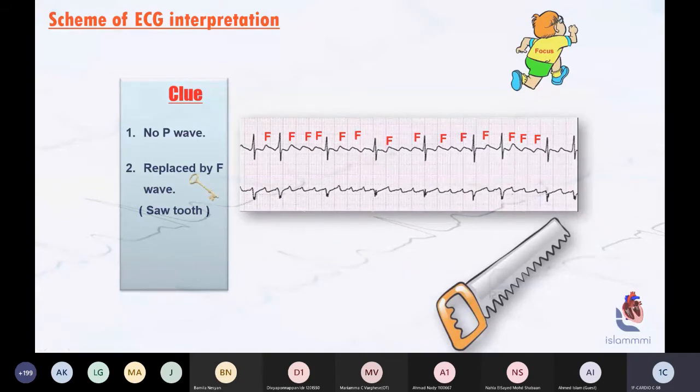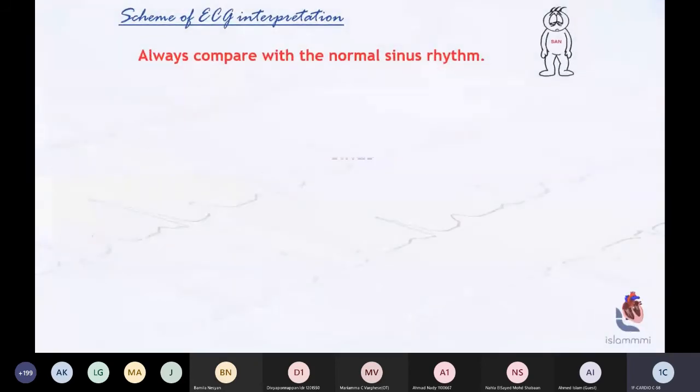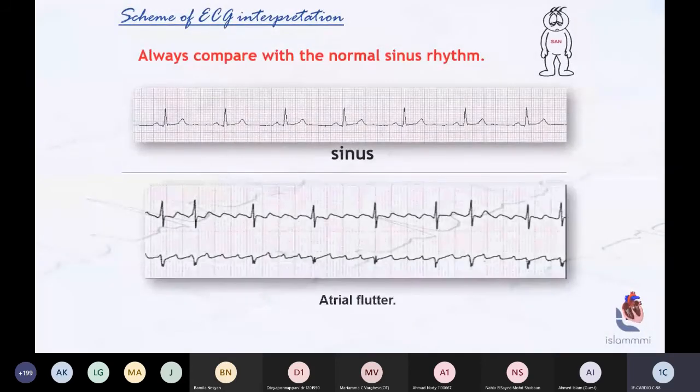If you see this strip, it's nothing but atrial flutter. So we call it atrial flutter. This is to compare between the sinus rhythm and the atrial flutter.